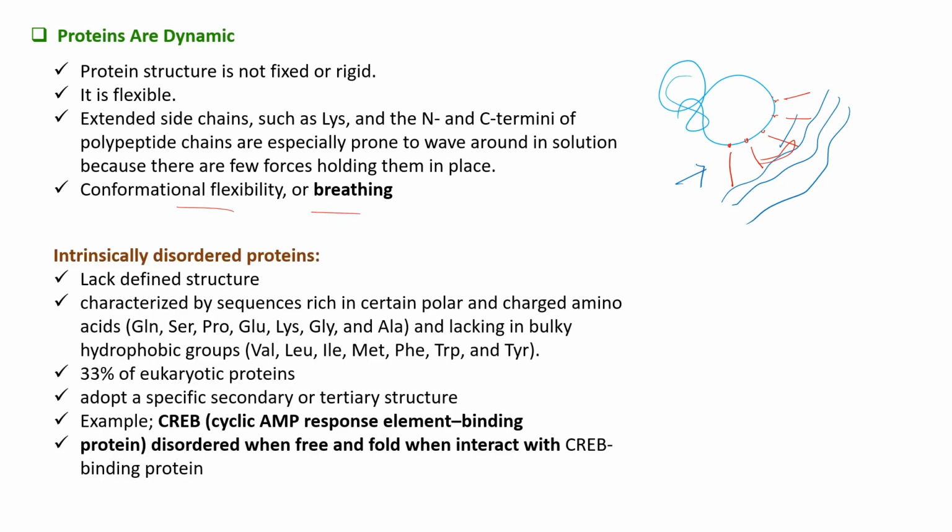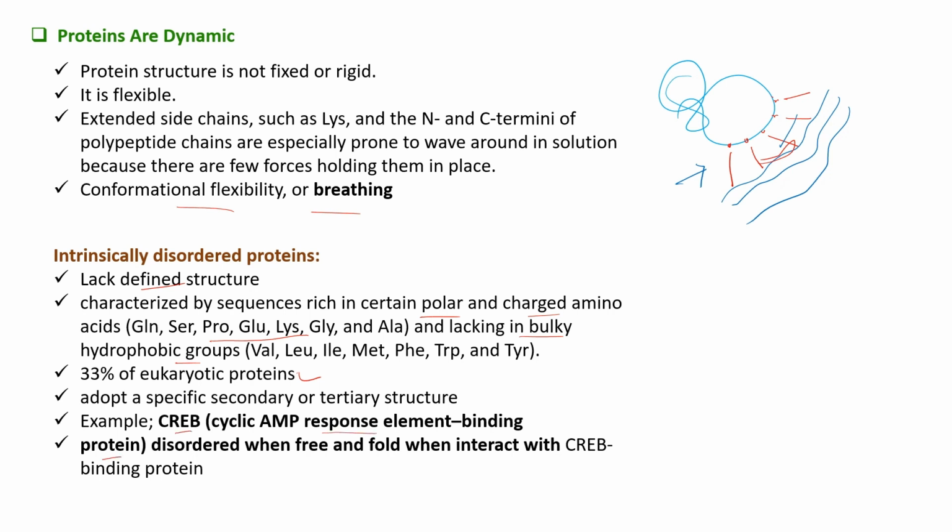Now, intrinsically disordered proteins. Intrinsically disordered proteins are proteins that remain in a disordered form. They become ordered when they have to perform their function. So such proteins lack a defined structure, and are mainly rich in certain polar and charged amino acids as mentioned here. They generally lack bulky hydrophobic groups. 33% of eukaryotic proteins are intrinsically disordered proteins. For example, CREB, cyclic AMP response element binding protein.